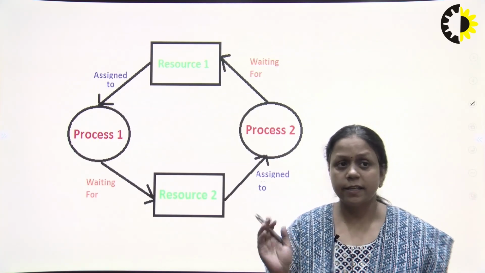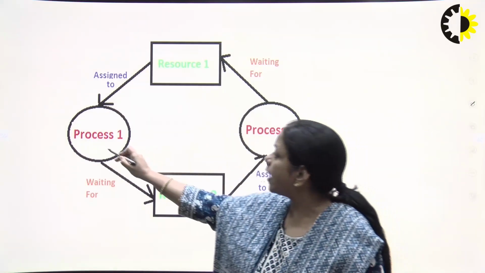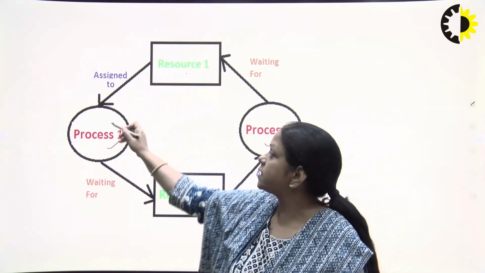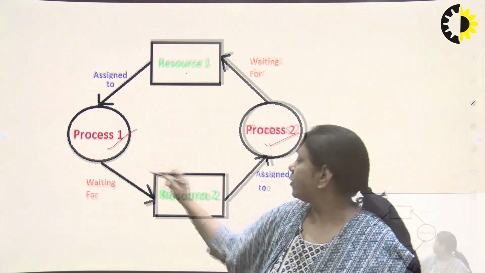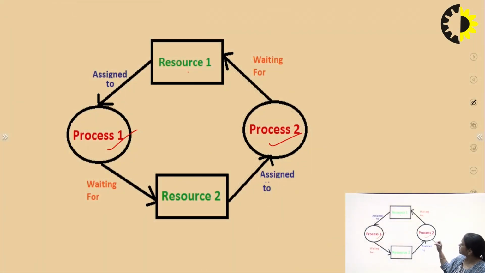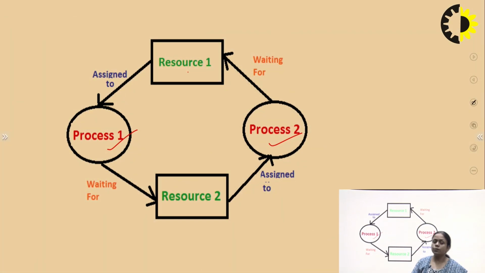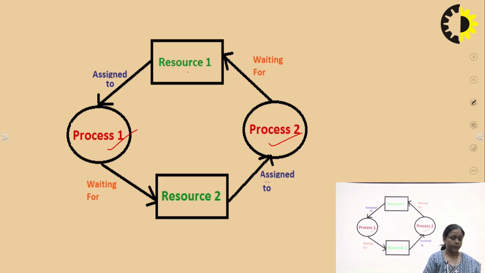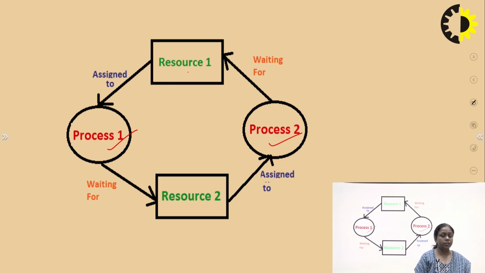So you can see in this example also, this is again the same example. We have process 1 here and this is process 2. Resource 1 is assigned to process 1 and it is waiting for resource 2. And resource 2 is assigned to process 2 and it is waiting for resource 1. So, we have a cycle here and this cycle is known as a deadlock. This is a very major problem in the system. Deadlock should be avoided or prevented because it will reduce the overall efficiency of the system. So, this loop should be broken. This is known as a deadlock.